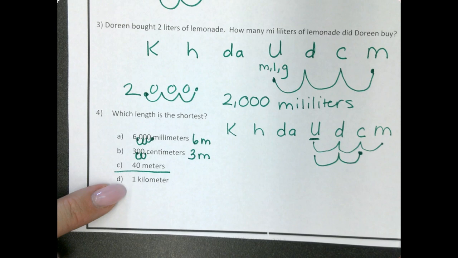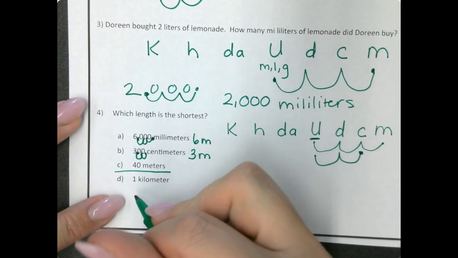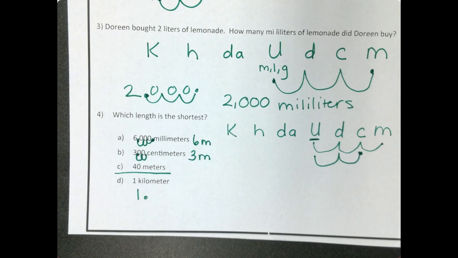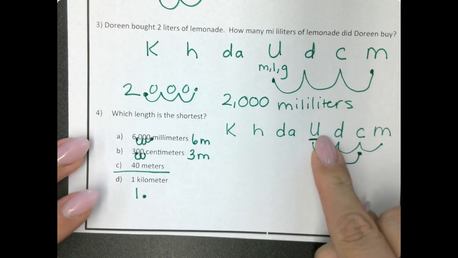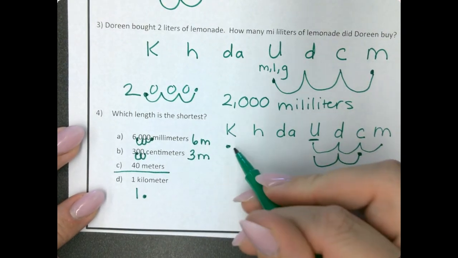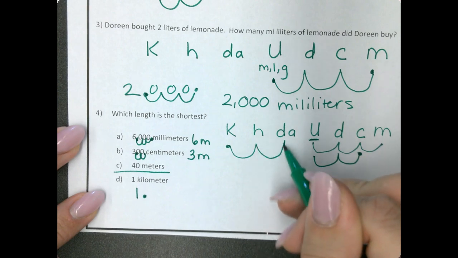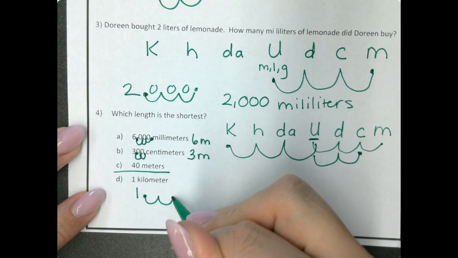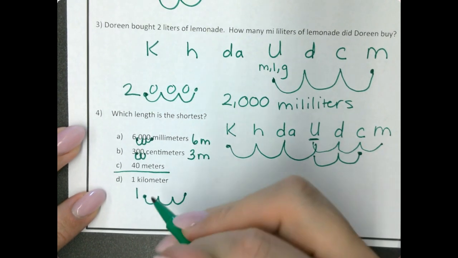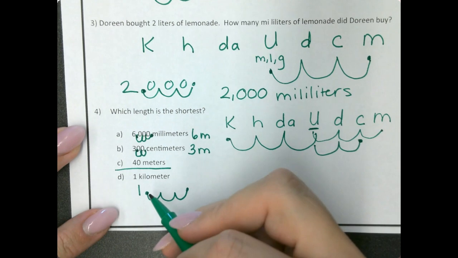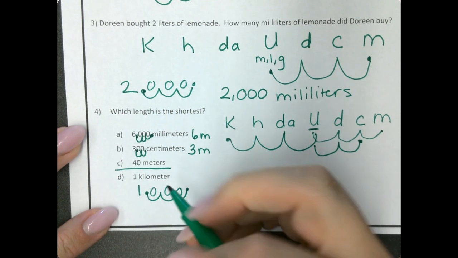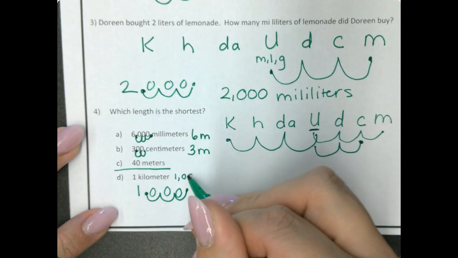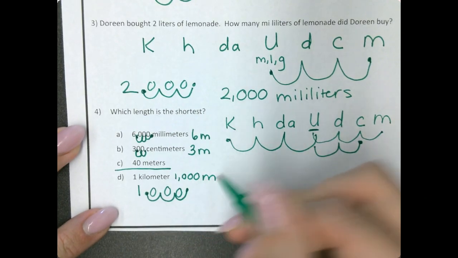So now we're going to do kilometers. I'm going to put my 1 down here with its decimal. What letter am I starting with for kilometers? K. And we're going to our U. So start here. I'm going 1, 2, 3. 1, 2, 3. What do we fill in those blanks with? So D is 1,000 meters.